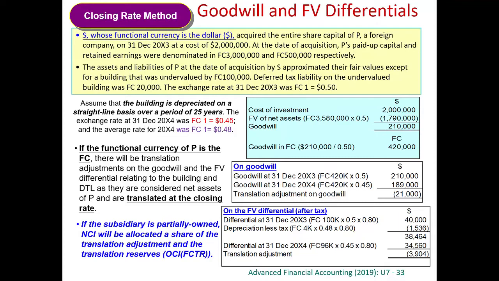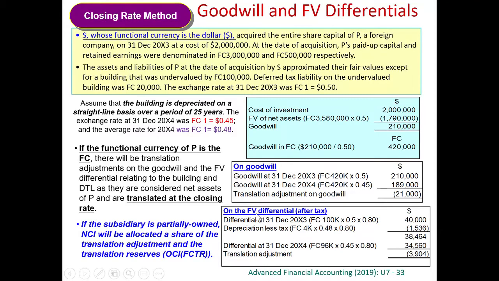When we credit goodwill, we need to debit something. We understand that this is an exchange difference. Under the closing rate method, any exchange difference should go to translation reserve. Therefore, we should debit other comprehensive income, foreign currency translation reserve. So we debit translation reserve, and credit goodwill to bring it down.